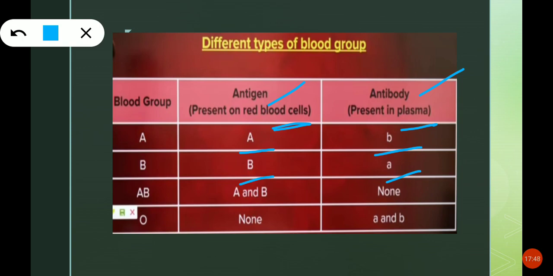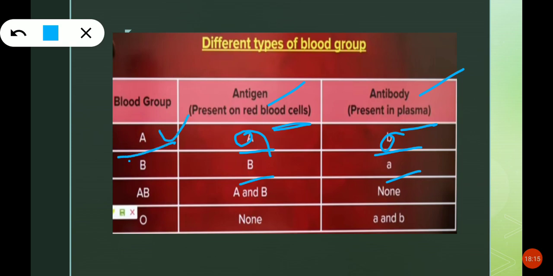So this is how we can find our blood group. There are 4 groups: A, B, AB, and O. If it is blood group A, then antigen A should be there and antibody b should be there in that blood. Then we can say that the blood group is A.